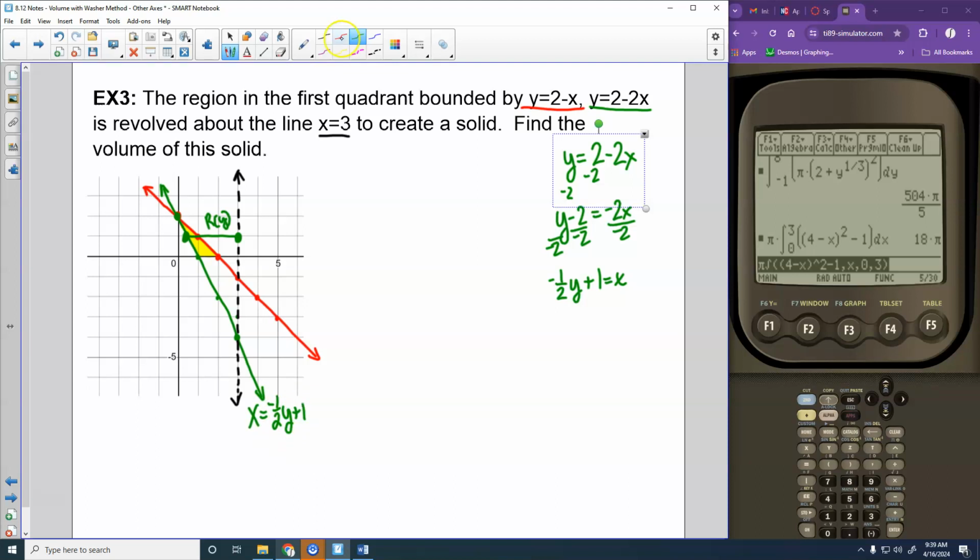We need to do the same thing with that red graph. It is going to be y equals 2 minus x. We will subtract that 2. Y minus 2 equals negative x. Divide everything by your negative 1. You'll have negative y plus 2 equals x. So this graph right here is x equals negative y plus 2.